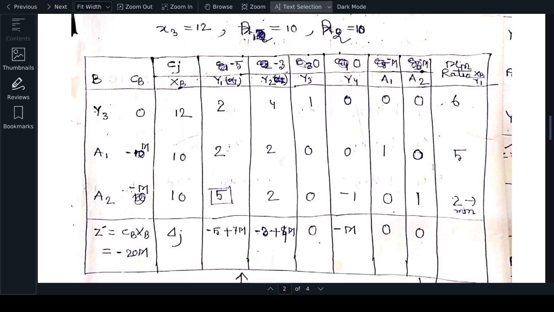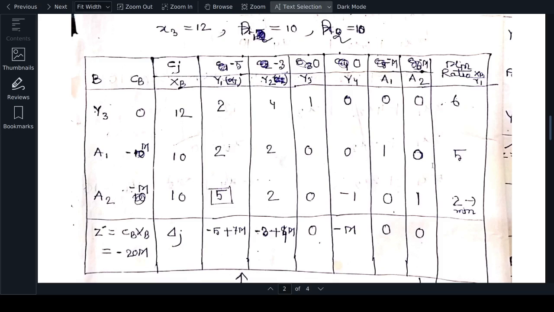So here you will not be confused. Minus 5 plus 7M gives the maximum delta J value, because it is minus 5 plus 7 into M. Consider M as 2 crore, so this gives us positive. Then minus 3 plus 4 into the same value. So obviously the 7M coefficient gives the maximum delta J, so this is our incoming vector.